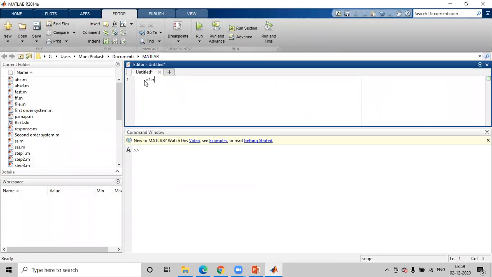The first line will be CLC. It will clear the previous data, anything that is there in the command window. Now you can check the programming. First is the CLC, and then the numerator, denominator, and then the system transfer function.